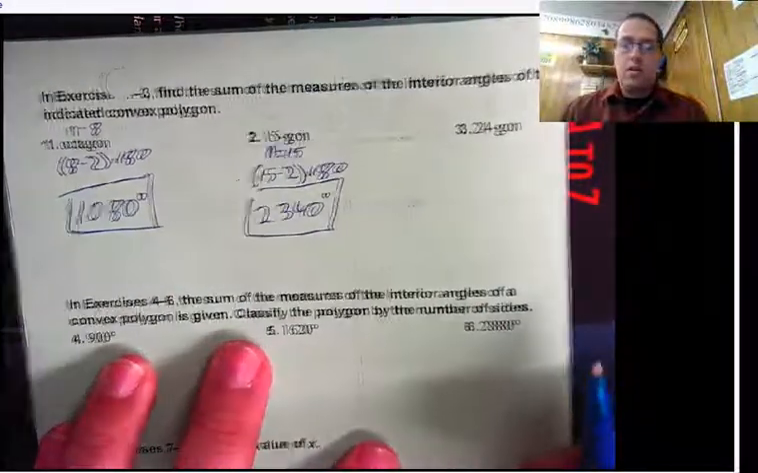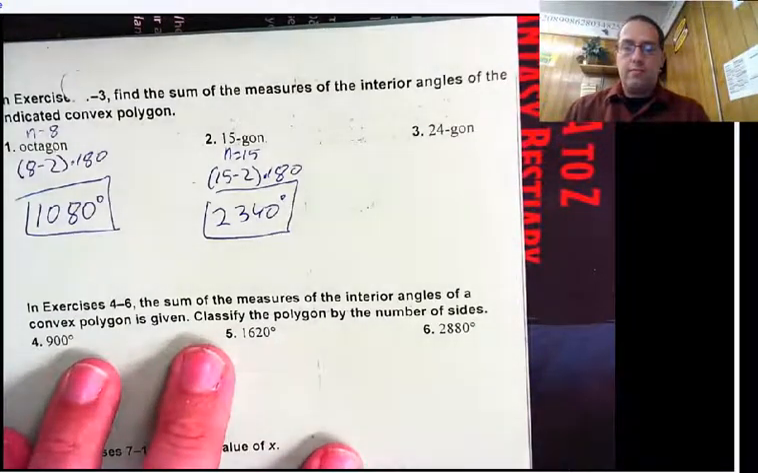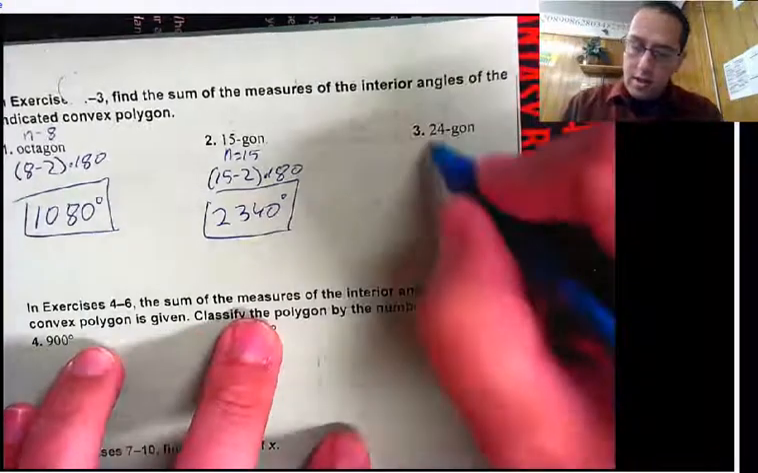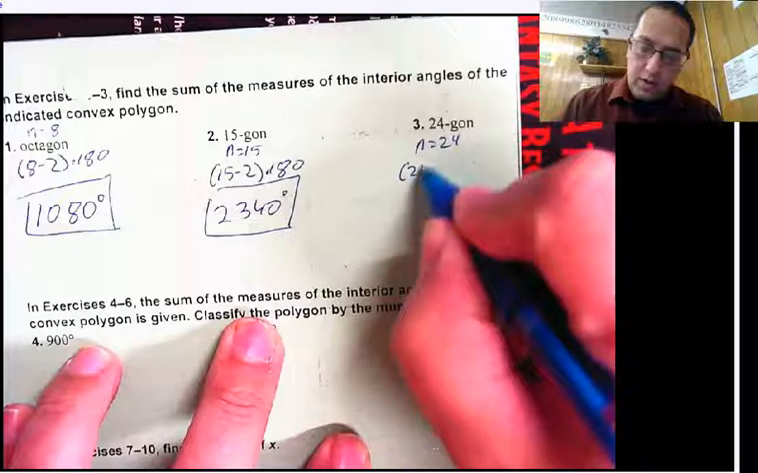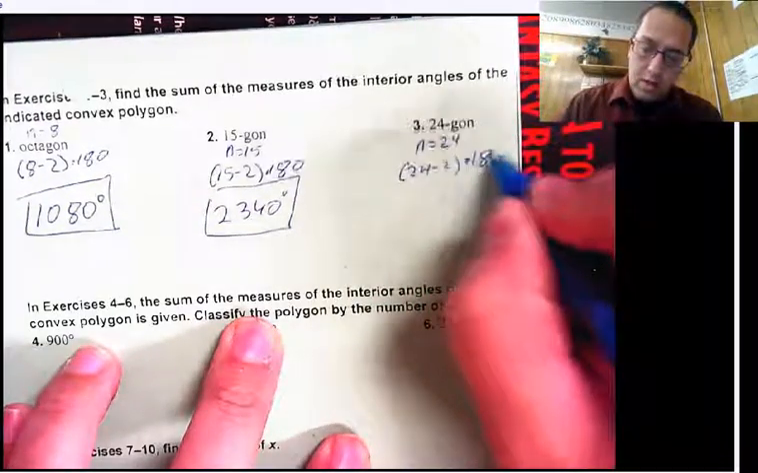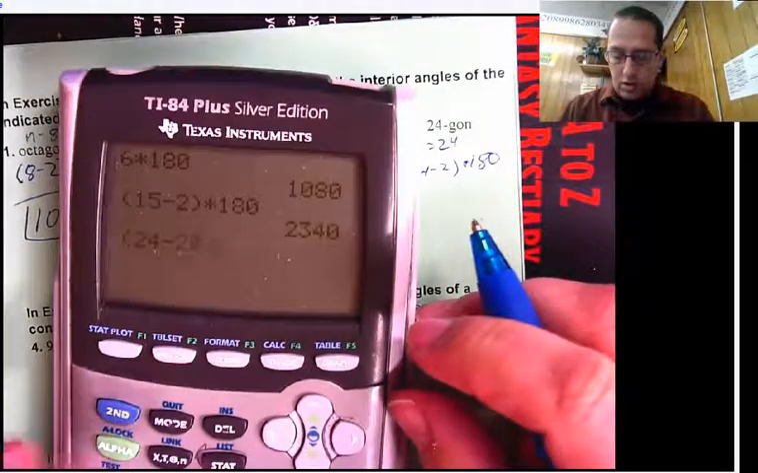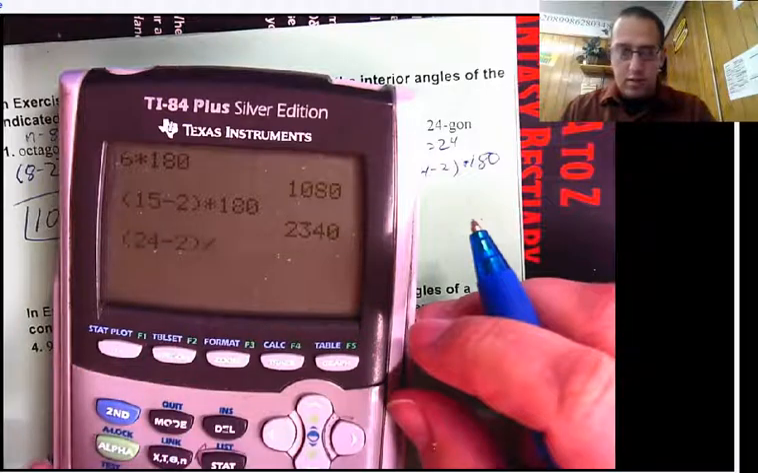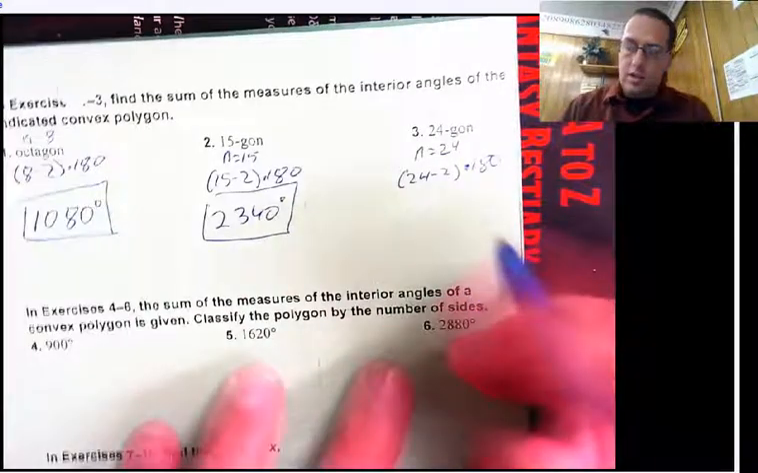That's pretty easy, right? So real quick, pause the video and do number 3. All right, let's see how you did. n is going to be 24. So we have 24 minus 2 times 180. So 24 minus 2 times 180 gives us 3,960 degrees.